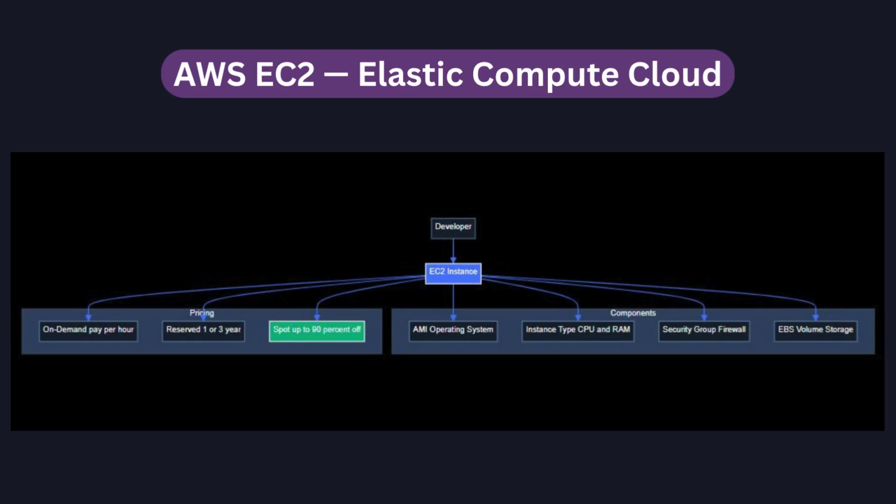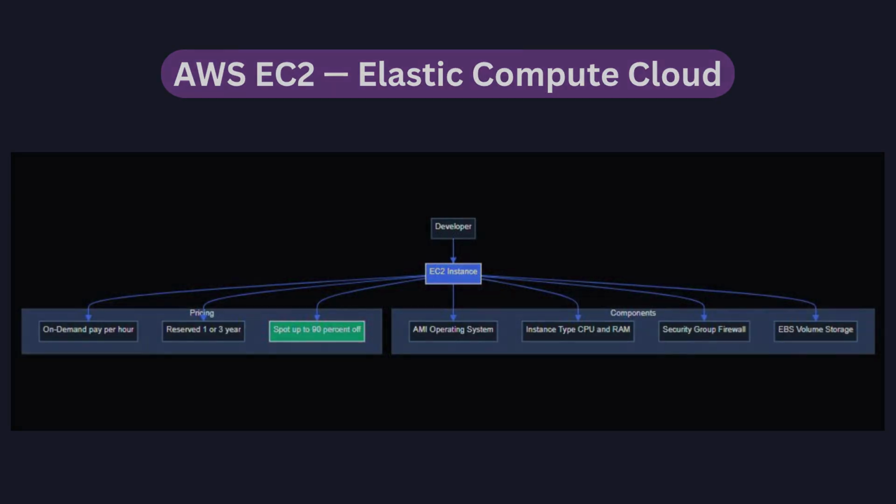EC2 instances run inside a virtual private cloud and are protected using security groups, which act as virtual firewalls. This makes EC2 a flexible and powerful foundation for running applications in the cloud.